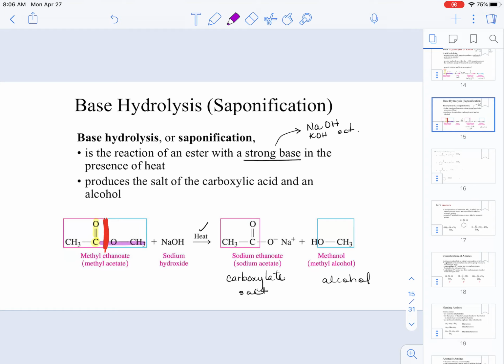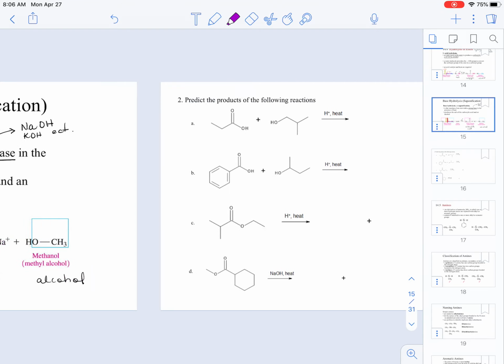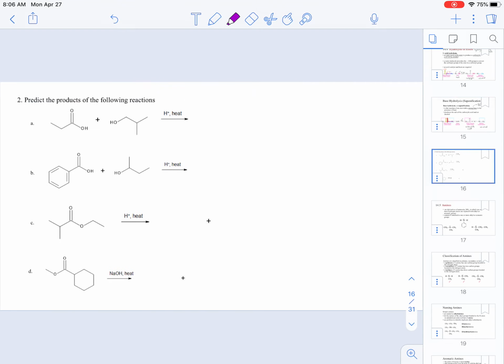Let's practice now how to predict the products given reactions that are going to be either esterification or hydrolysis of esters. So for this, we're going to go through some of the problems that we have on the worksheet. And as you can see, when it comes to these, it is very important that you identify what are the molecules that are given to you.